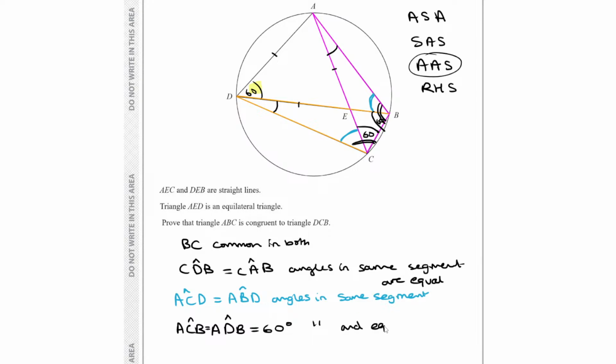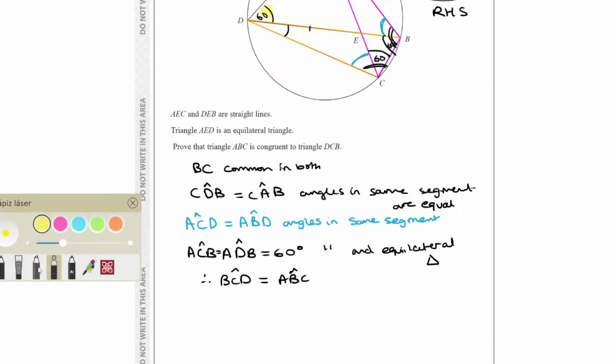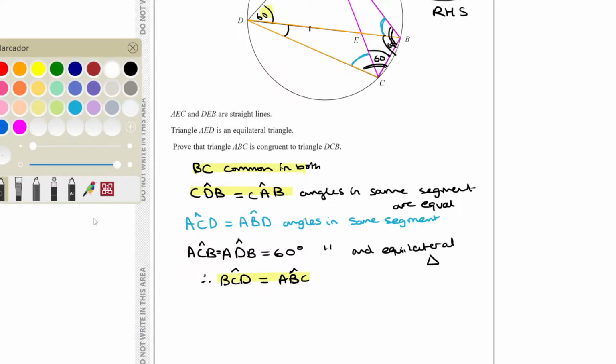Equilateral triangle. So then therefore, let me scroll this down. Therefore, those two angles together make the actual angle in the triangle as a whole, isn't it? What's that? BCD and ABC. Therefore, they are the same. That's just implied. Now, I've got three things there, right? My three things in terms of the triangles are the side, this angle, and these angles. Those are my three things, right?